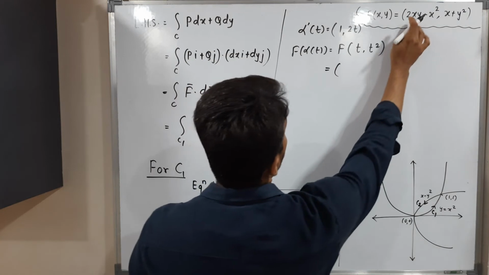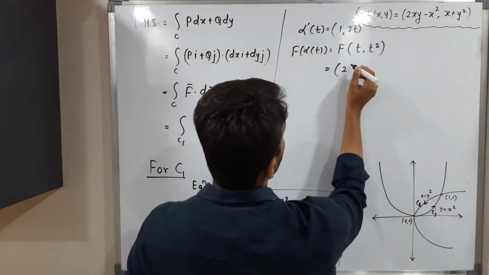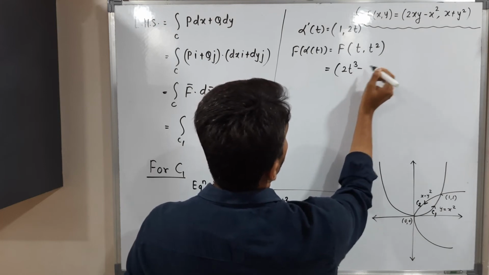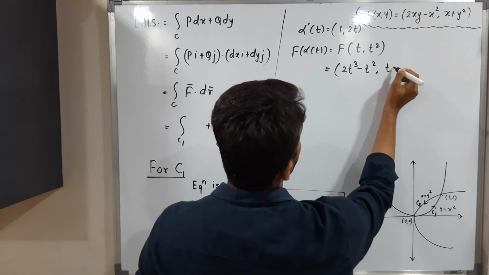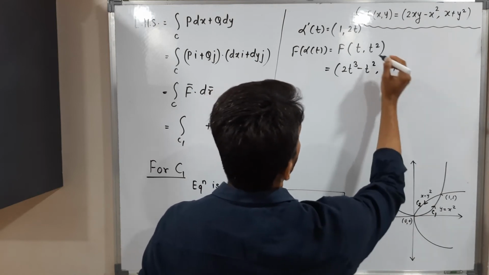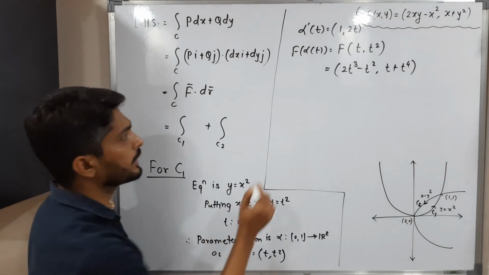So this is equal to, I am putting x is equal to t, and y is equal to t square. 2t into t square is 2t cube, minus x, which is t square, comma x, which is t, plus y square. That means t square squared, t raised to 4. So this is f of alpha of t. Let us follow the definition now.